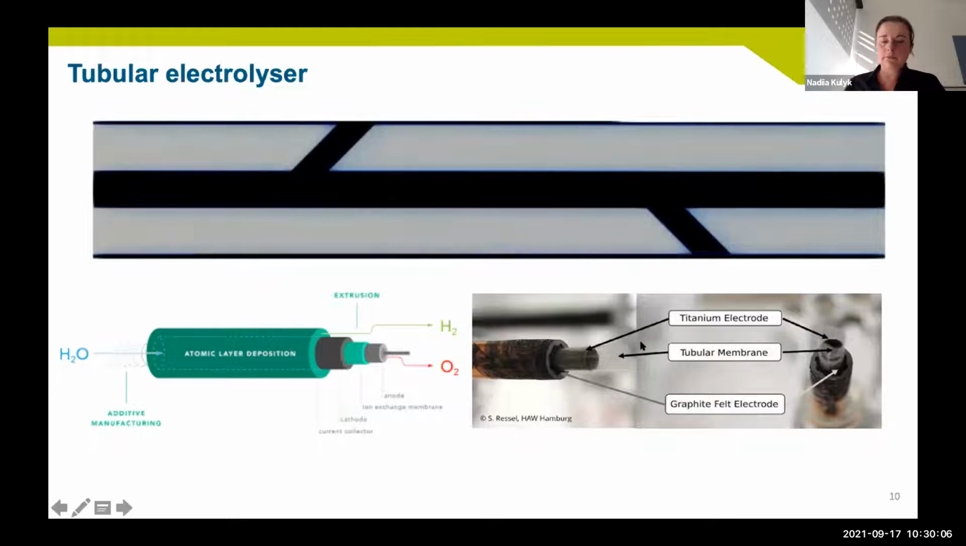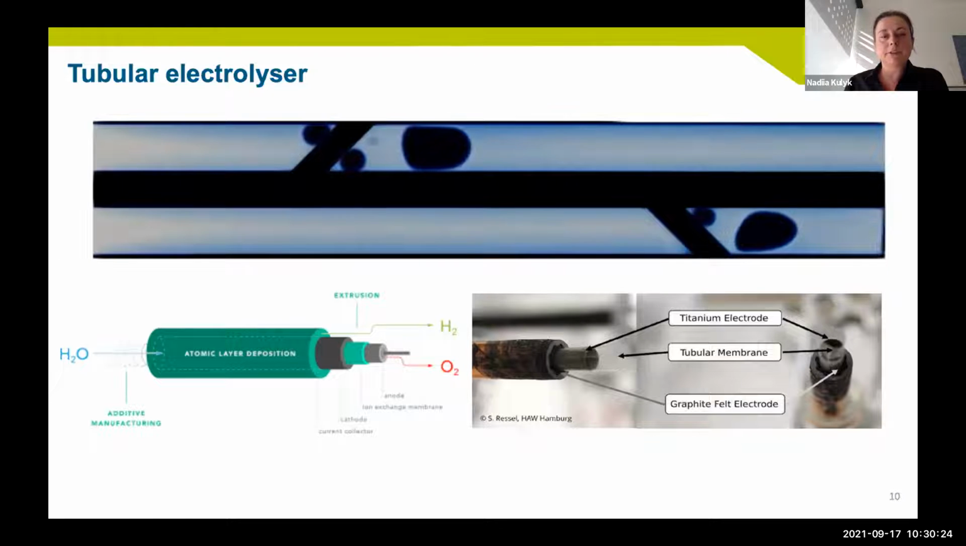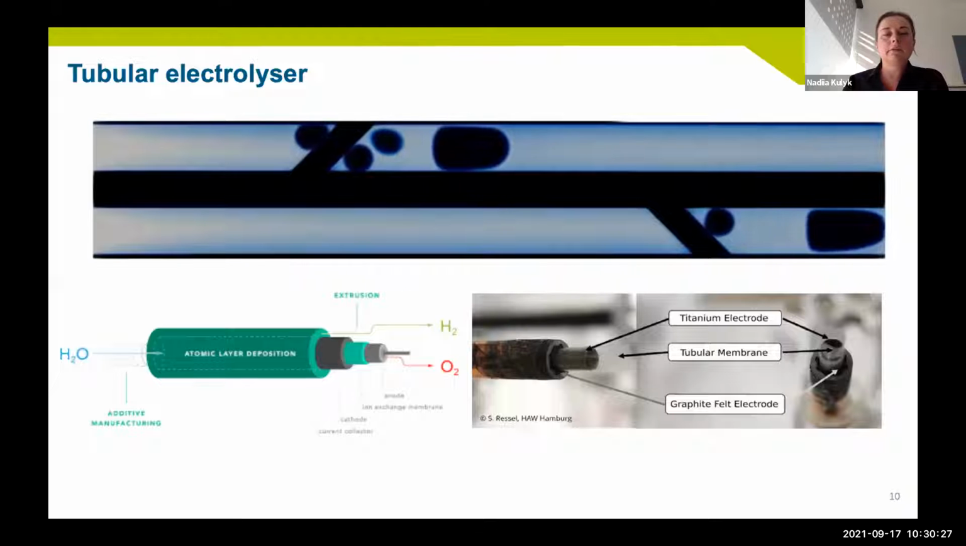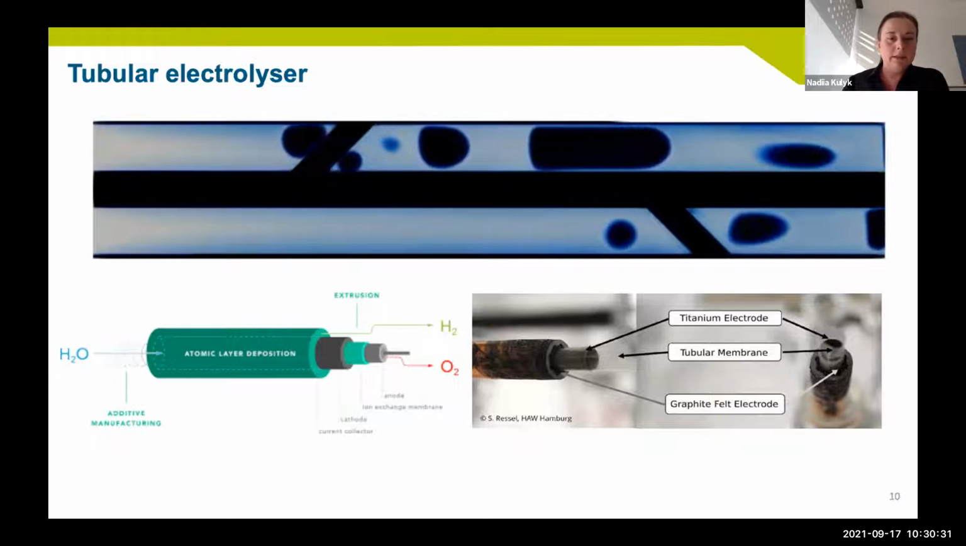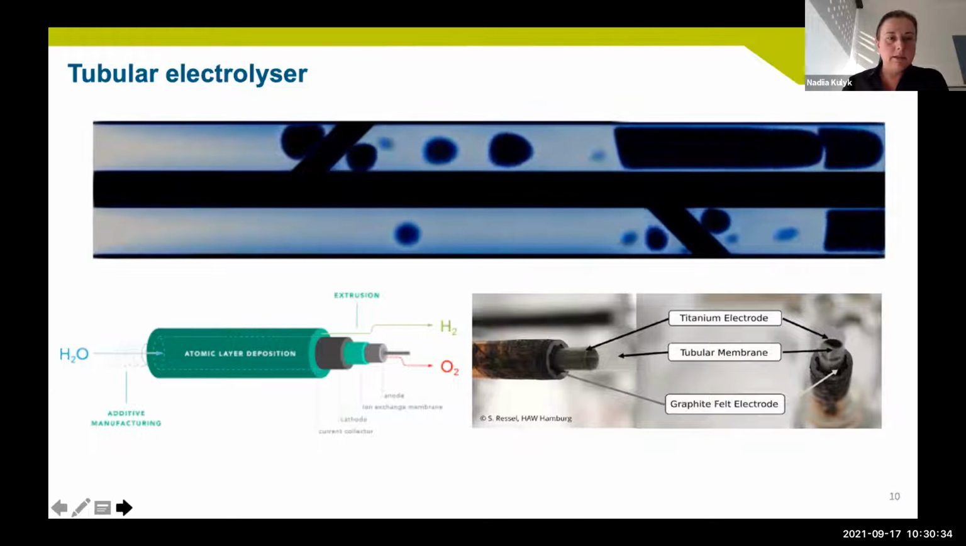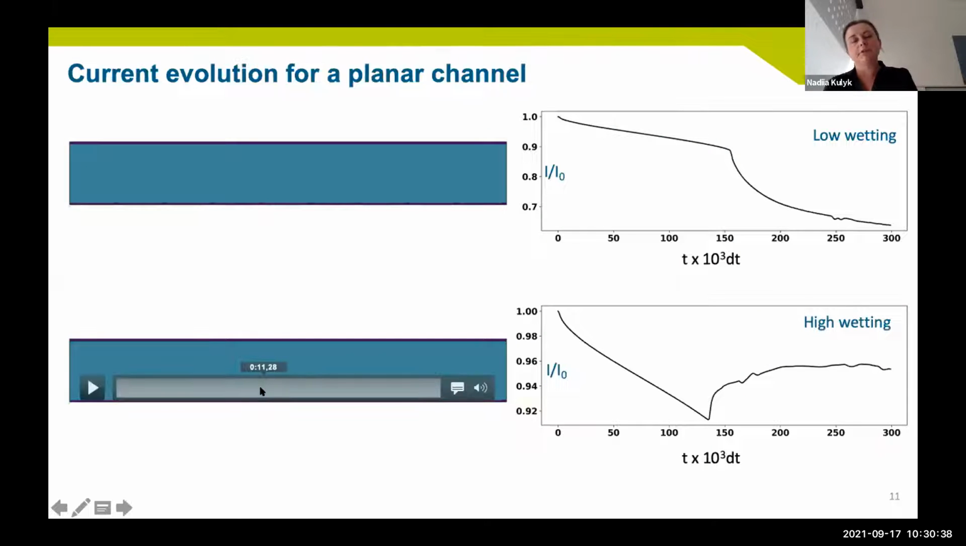On the lower pictures, you see the photo of such a tubular electrolyzer. We are interested in the inner part where the oxygen is produced. And we want to find geometries that help remove the oxygen bubbles from the system efficiently and not let them block the current path. But first, we go to a simpler system.